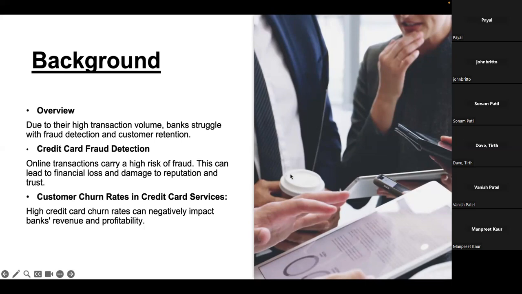Customer churn rates in credit card services. This refers to the percentage of customers who stop using the company's products. Elevated churn rates within credit card services pose a significant threat to a bank's revenue streams and overall profitability.